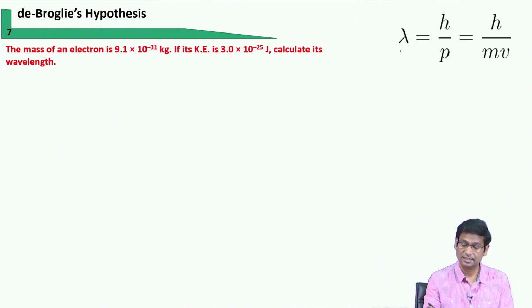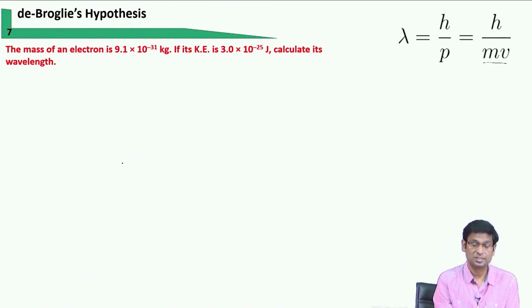De Broglie's hypothesis says that if you have a particle whose mass is m, moving with a speed of v, its momentum is given by mv. The wavelength corresponding to this particle, lambda, is given by h by p, or h by mv. So if we know the mass and velocity of a particle, then we can find its corresponding de Broglie wavelength.